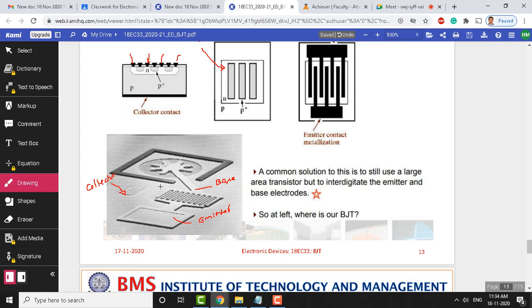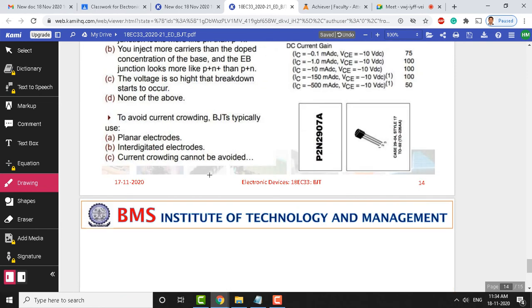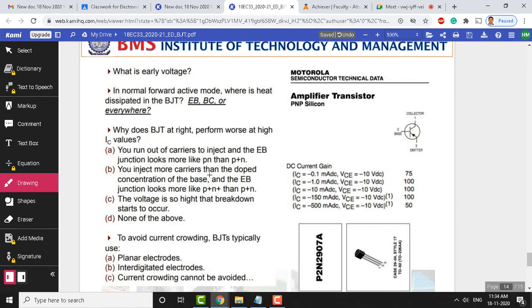So, this is the complete transistor structure which is designed by a company called Motorola. This is one of the best solutions compared to the conventional transistor design. Here you can see some specifications given by the Motorola company, the transistor specifications.